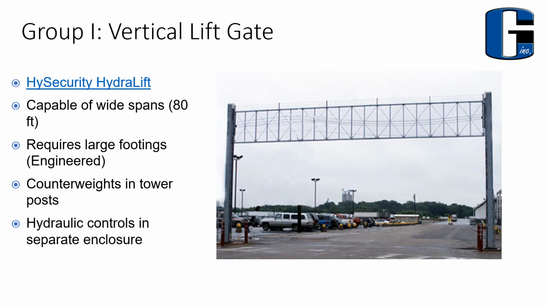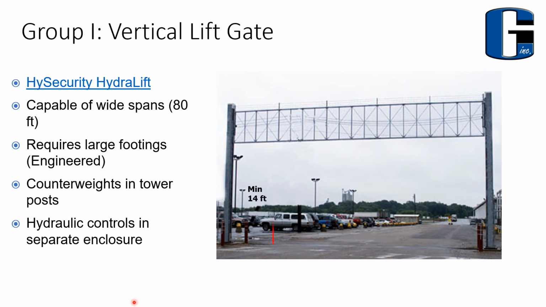Vertical lift gates. So these are very rare but yet very unique. This is a unit made by High Security called the Hydrolift, and you can see that there are 2 towers here, one on each side, and this gate panel, which is supplied by others, is raised vertically up and down. So we call it a vertical lift gate, not to be confused with a vertical pivot gate, which often people do, and we'll cover that later.